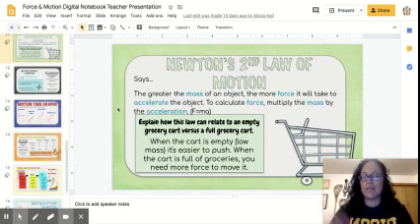notes. Okay, on the left-hand side, you're writing what is Newton's second law of motion. On the right-hand side, you're going to write what I show you. And let's get started so I can show you what that is.